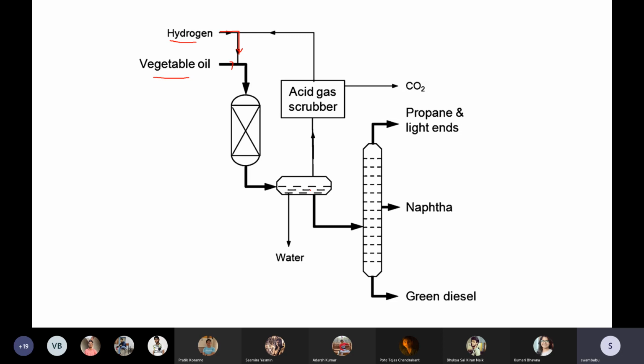And here with this green diesel, unfortunately, we will never get only one component. We'll get many components: green diesel, and low molecular weight hydrocarbon components. So we have three varieties of components, and we have to do distillation. You will understand this much better in the petroleum refining process. If you do the distillation, light components and propane are taken out, naphtha is taken out, and green diesel is separated. So it is very simple: one reactor and a distillation column to produce the green diesel.